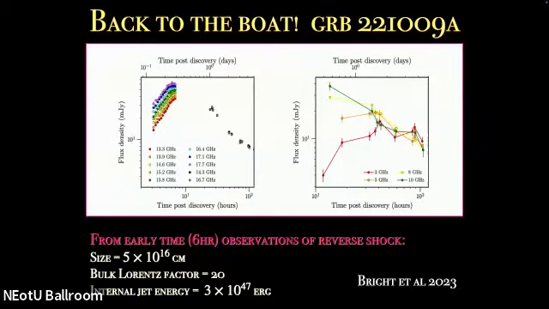And back to the boat GRB, indeed, these early time observations of the reverse shock in the radio allowed us to break all the degeneracies. Modeling GRBs is hard. There are a lot of parameters involved. The early time reverse shock observations are key. And in this case, it allowed us to constrain the size to 5.6 times 10^16 centimeters, the Lorentz factor, and the internal jet energy. The early time radio is crucial to helping us really get a handle on the internal microphysics of GRB jets.